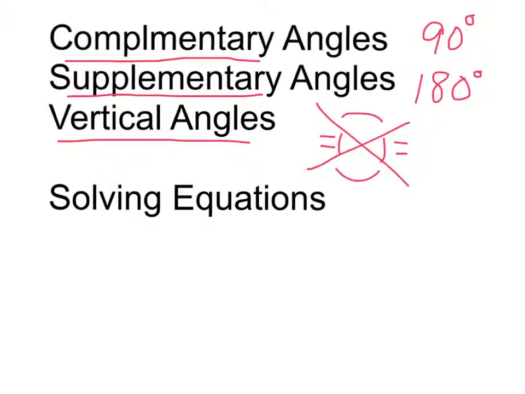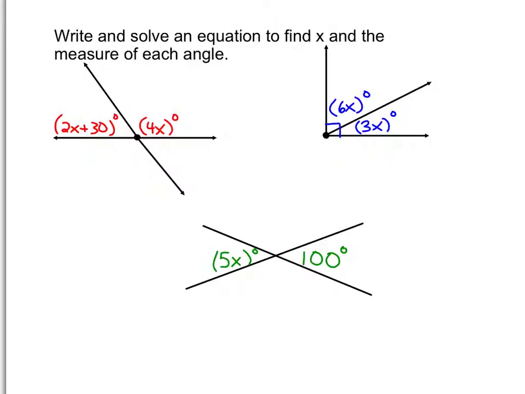But we're going to have some more complicated problems with equations. But in order to know what to do with these equations, you have to know and see the situation, whether you're dealing with complementary, supplementary, or vertical. So here we are with three problems like this, okay? Now, when I first look at this situation, it says write and solve an equation to find x and the measure of each angle, okay?